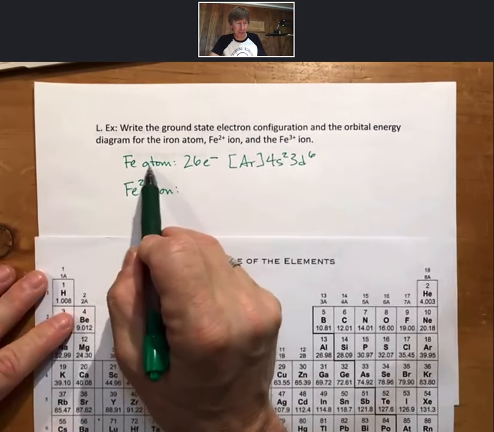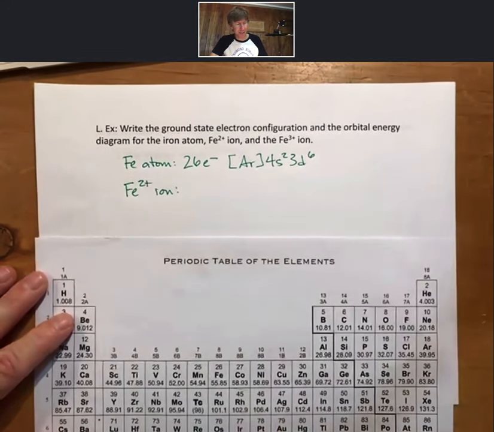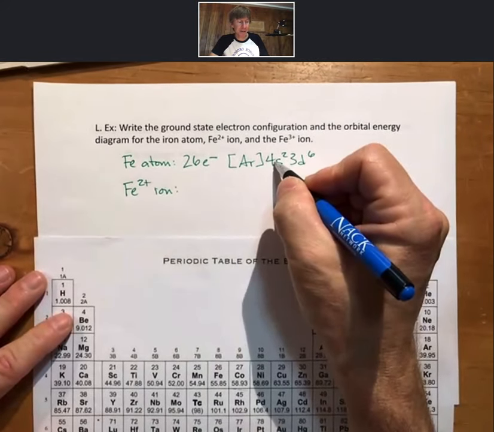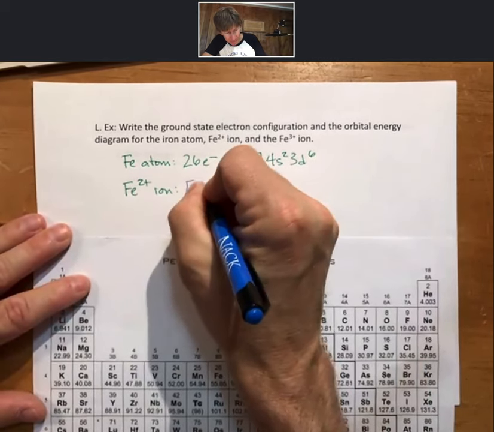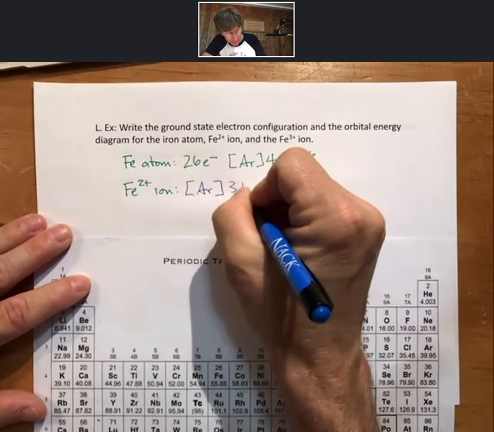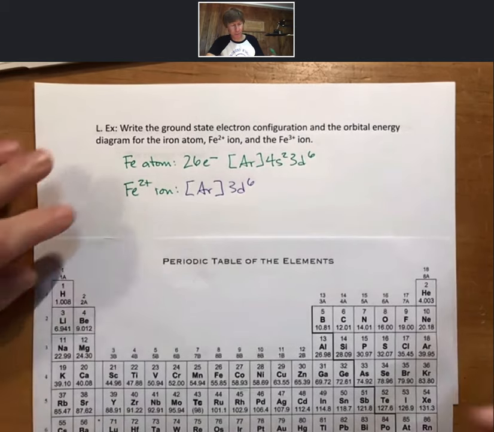As long as I do the iron atom first, then I look for the highest energy electrons, the highest value of n, and take those electrons away first. That leaves 3d6. To get iron 3+, take one more electron away.